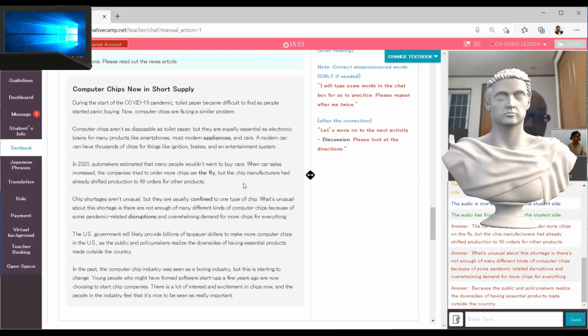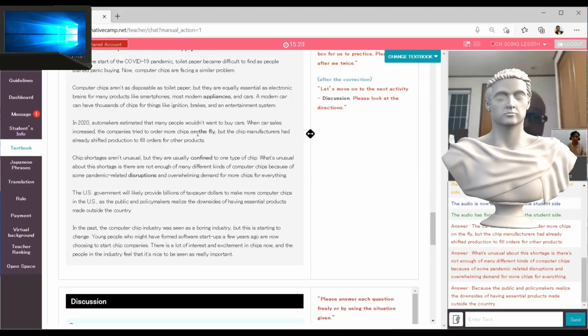In 2020, automakers estimated that many people wouldn't want to buy cars. When car sales increased, the company tried to order more chips on the fly, but the chip manufacturers had already shifted production to fill orders for other products. Chip shortages aren't unusual, but they are usually confined to one type of chip. What's unusual about this shortage is there are not enough of many different kinds of computer chips because of some pandemic-related disruptions and overwhelming demand for more chips for everything.